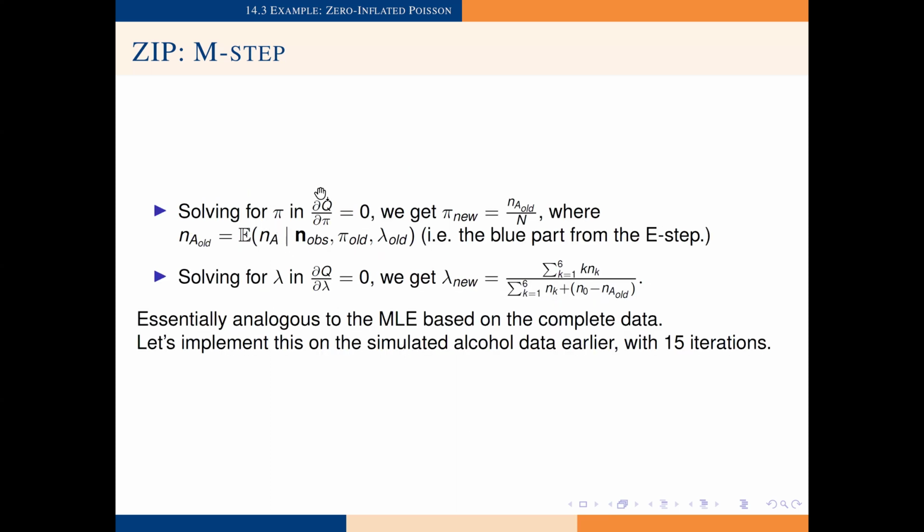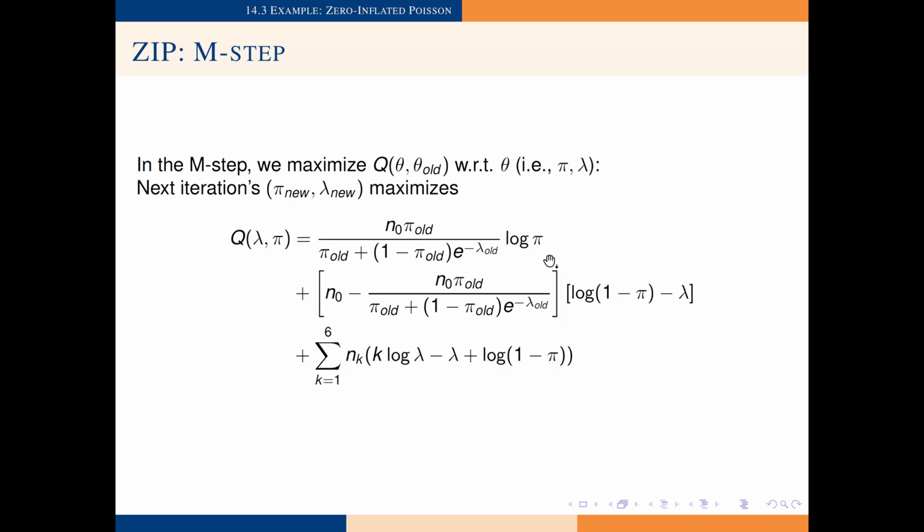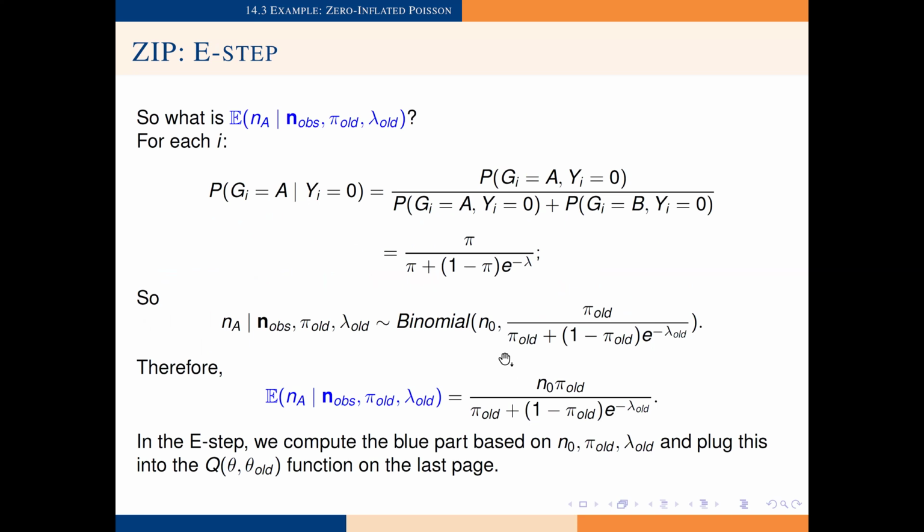If we solve for pi, when the partial of Q with respect to pi is equal to 0, you will notice that it simplifies to pi new being just N_A0 divided by n, where N_A0 is essentially that expectation of N_A given the old parameters and the observed data, the blue part from the E step, and also this whole thing we saw over here. In each iteration, pi old and lambda old are going to be some constants you already know from the last iteration. You also know the observed N0.